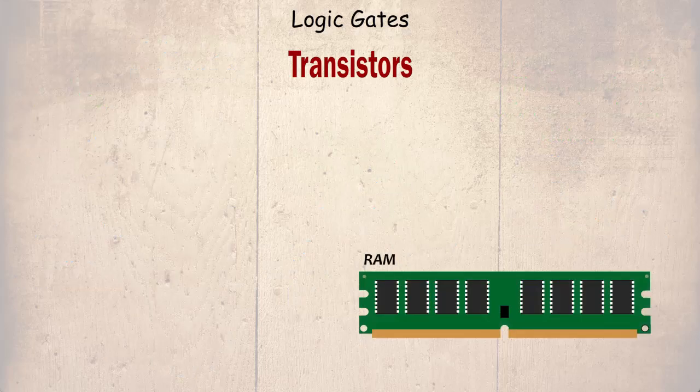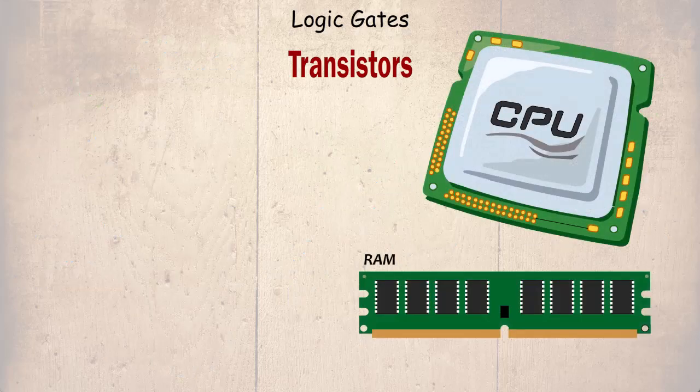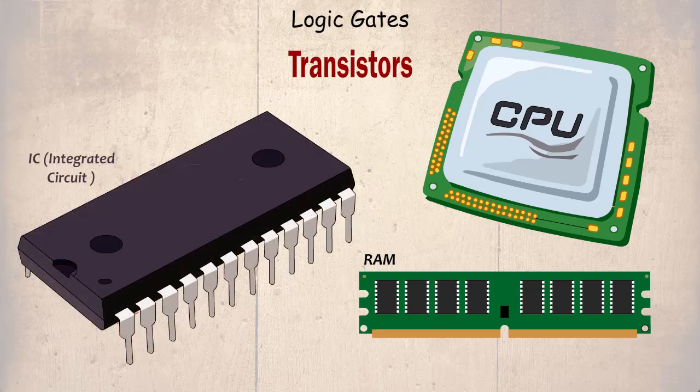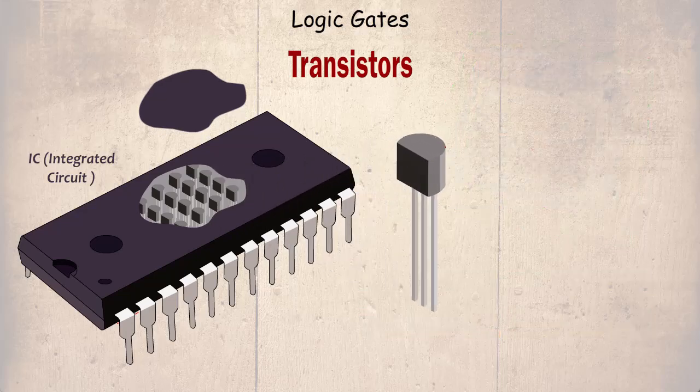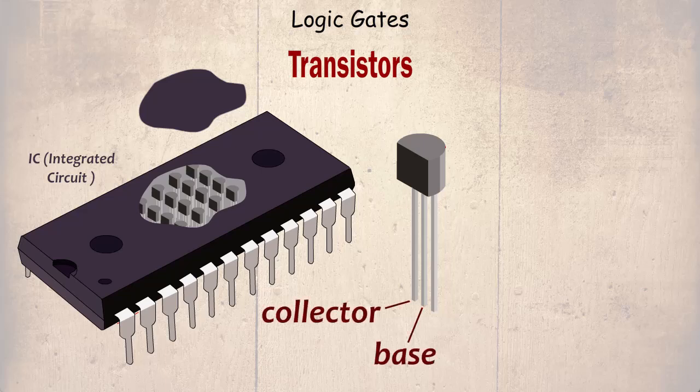Logic gates can be found in RAM, processors, and ICs or integrated circuits. They all work on a combination of transistors to produce logic gates. If we peer into an IC, we can see rows and rows of transistors. Each one normally has 3 wires, called a collector, base, and emitter.